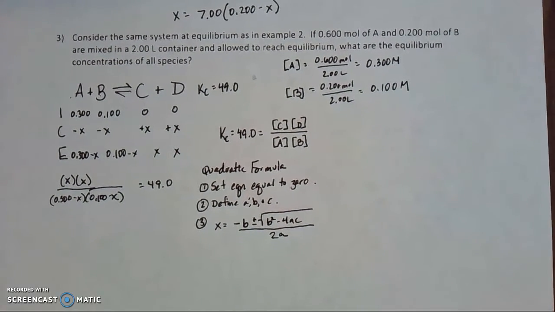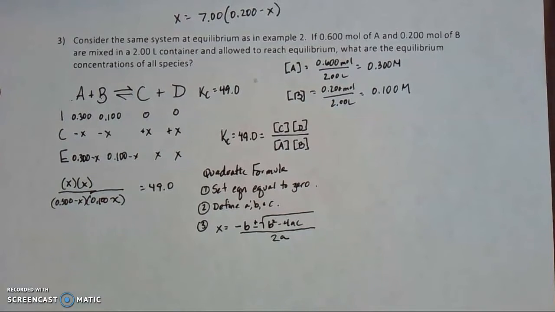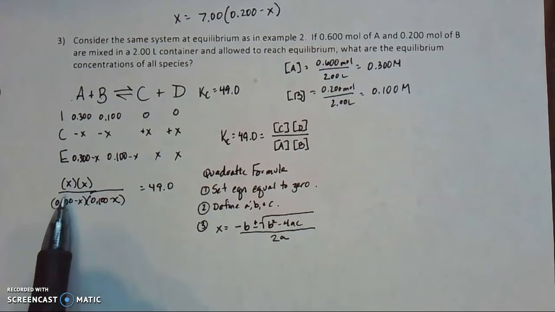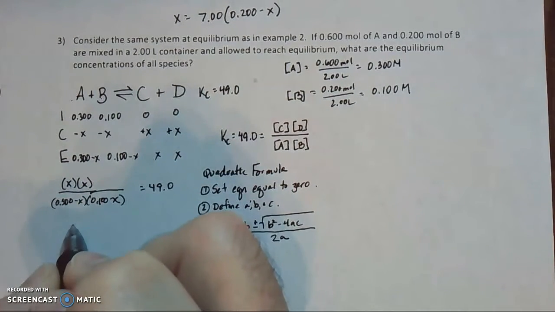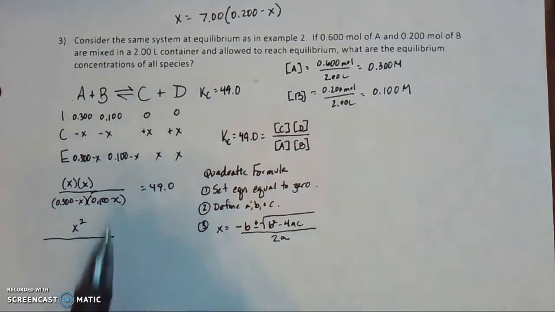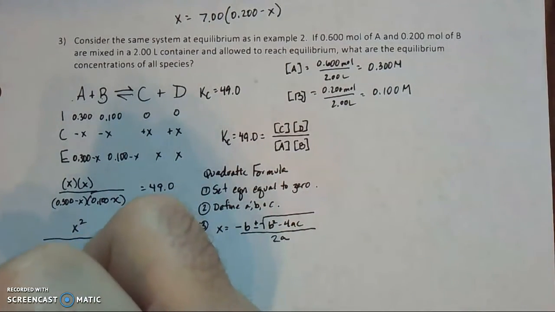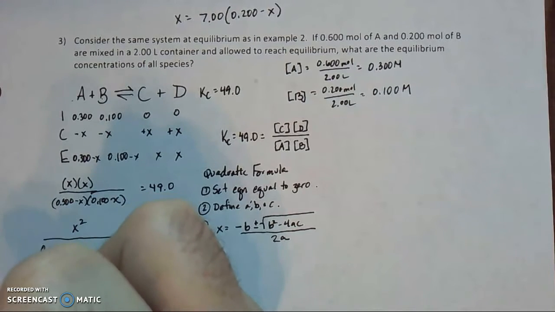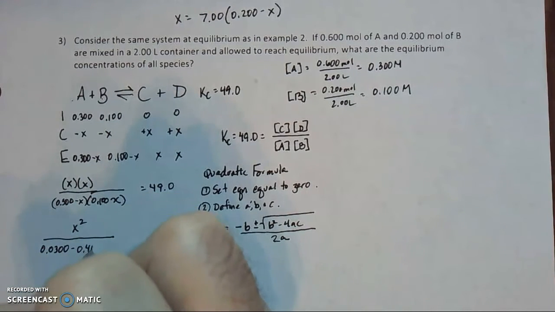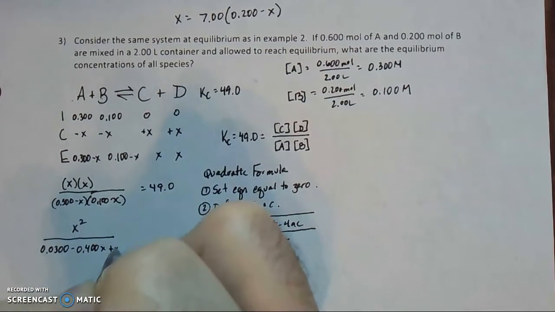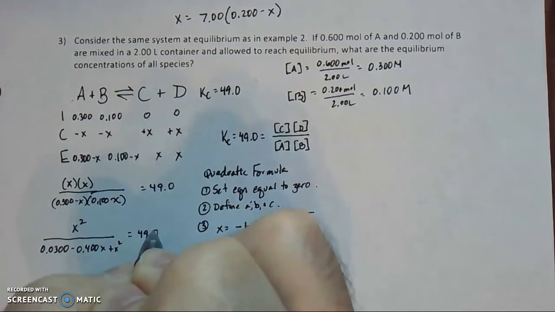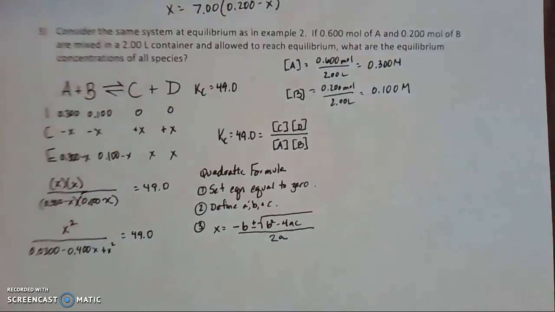So let's do this. We're going to set this equation equal to 0, so we have to simplify this a little bit. x times x is x squared. And then we're going to have to FOIL the bottom. When we FOIL the bottom, we get 0.0300 minus 0.400x plus x squared, and that's all equal to 49.